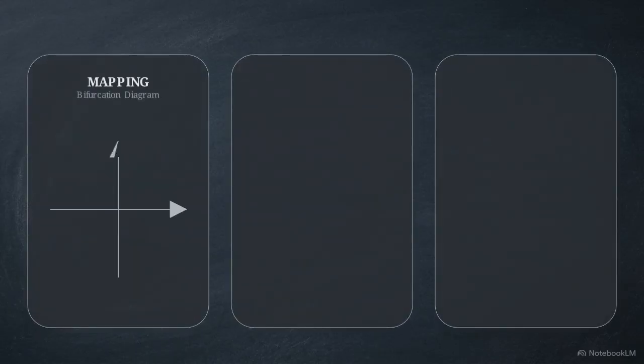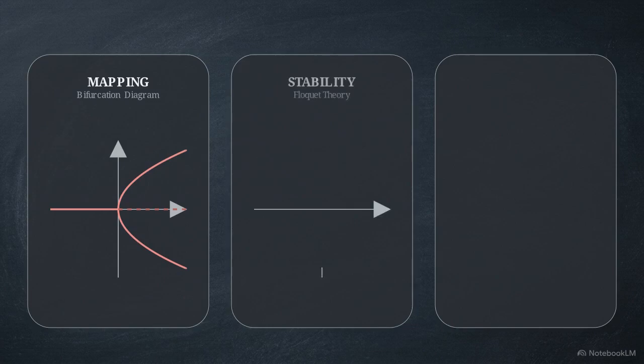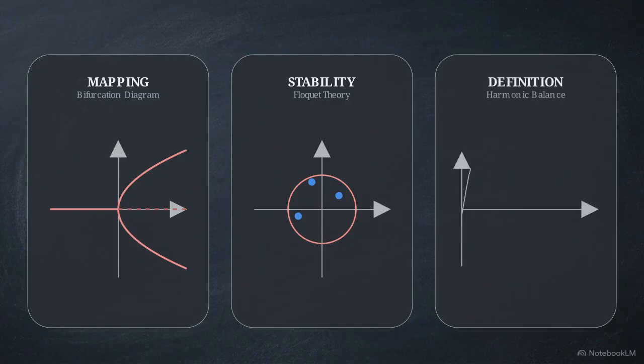First, when a physical parameter shifts, we map the resulting structural breakdown on a bifurcation diagram. Second, when a limit cycle emerges, we prove its orbital stability by ensuring the Floquet multipliers remain inside the unit circle. Third, we analytically define the exact waveform of that stable orbit using harmonic balance.